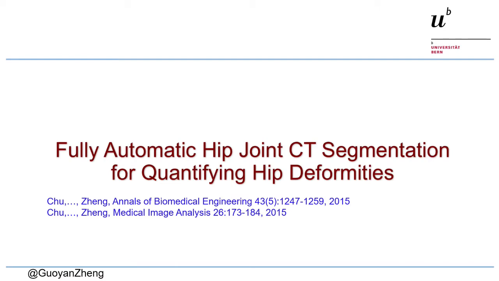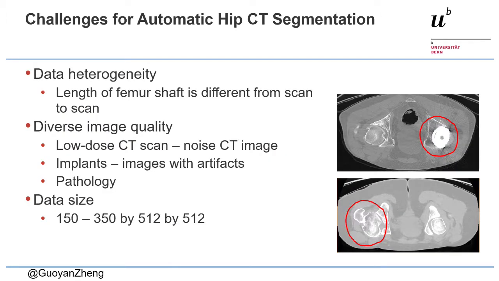We developed a fully automatic hip CT segmentation program to quantify hip deformity. The challenge for automatic hip CT segmentation is due to the data heterogeneity, because the length of the femur in the clinical data is different from scan to scan, and also due to the diverse image quality. You have low-dose CT scans with implants and also pathology. Also the data size is quite large, usually 512 by 512 by about 150 to 350. As you can see here, this one is an implant, and this one has pathology.